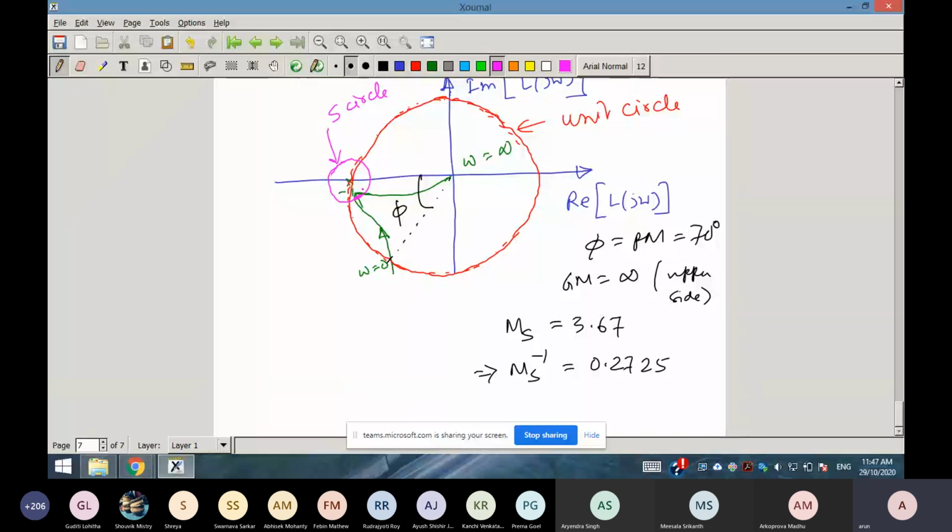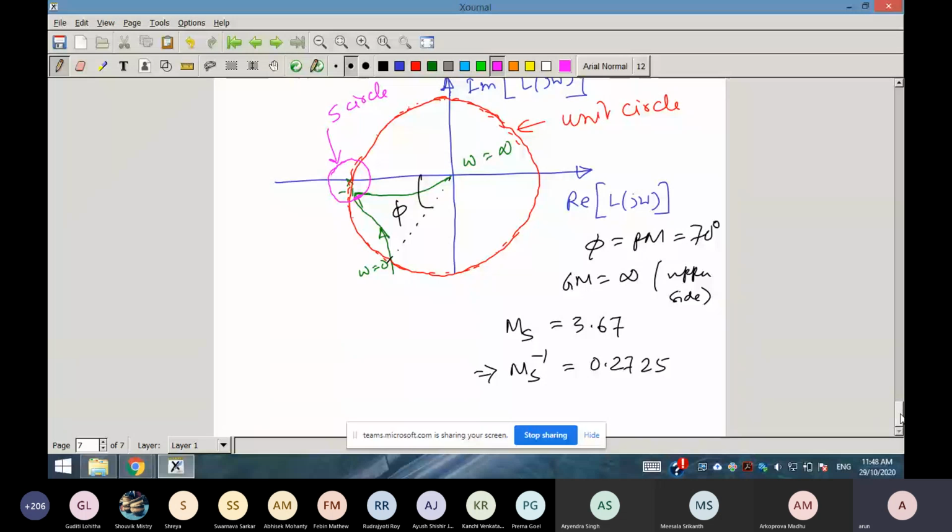So if a little bit of parameter variation is there, then what will happen? This point will touch the -1 point. So the system will start oscillating. So this example I have given just to show that gain margin, phase margin specifications are not enough. We have to have low MS. That means the S circle radius should be as high as possible. Otherwise, your classical design may suffer from robustness.